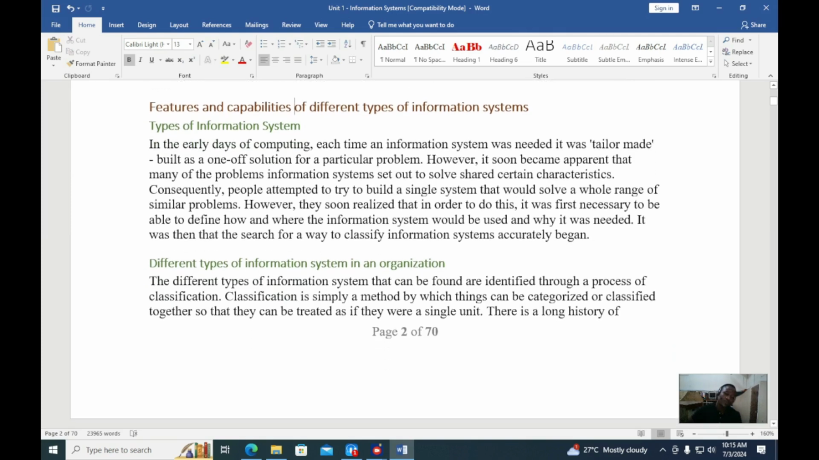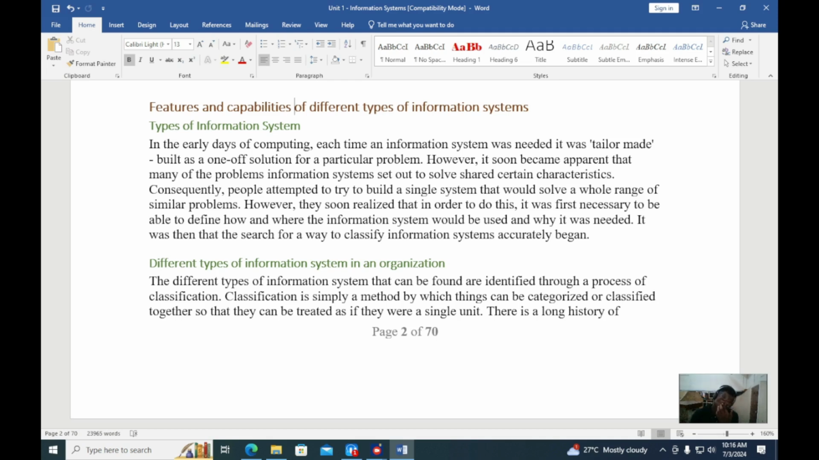So let's look at the features and capabilities of different types of information systems. Okay, so if you look at the early days of computing, anytime an information system was needed, it was tailor-made. Tailor-made means built as a one-off solution for maybe a particular problem. We have this problem. We are not able to maybe distribute.